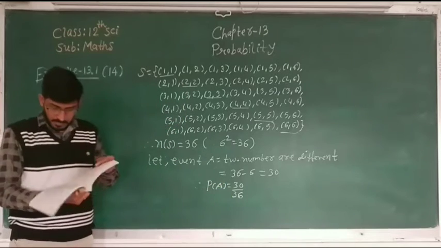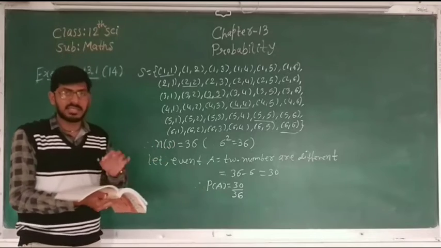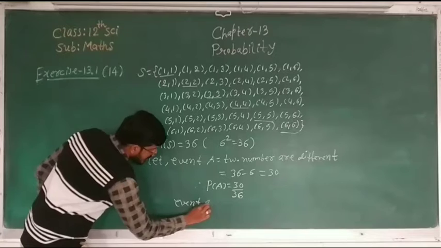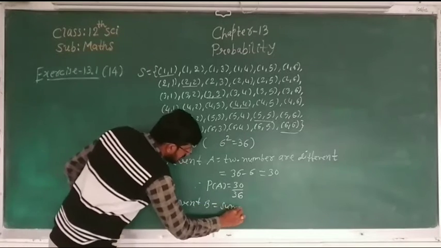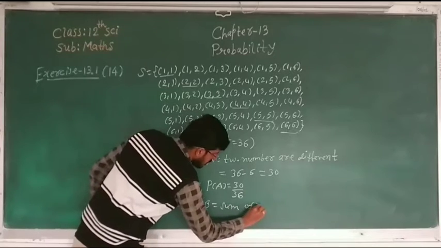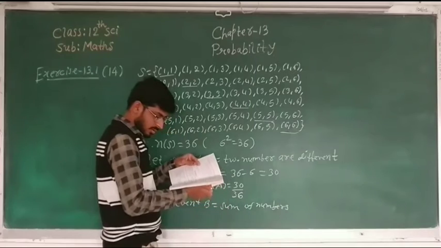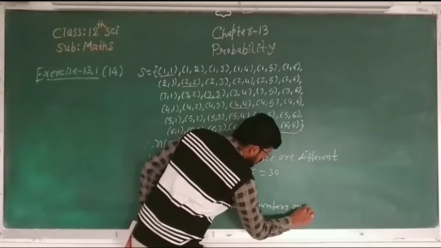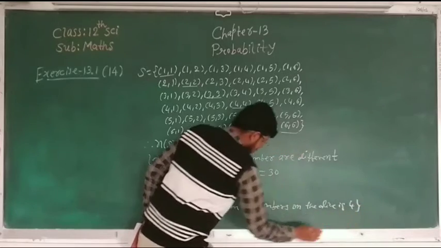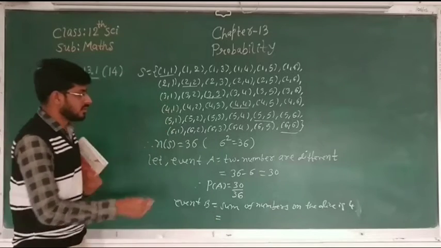Now see, find the probability that the sum of numbers on the dice is 4. So that event B is equal to the sum of numbers on the dice is 4. So find out from the given sample space where the sum will be 4.